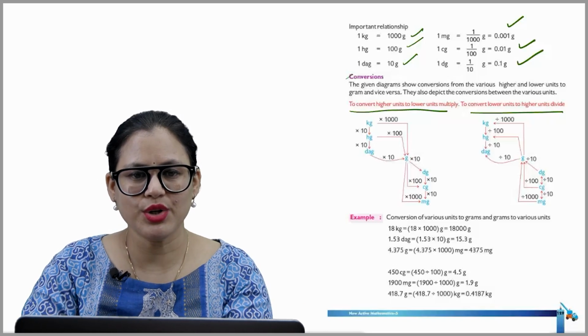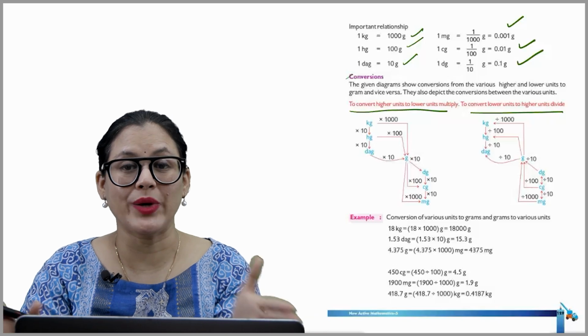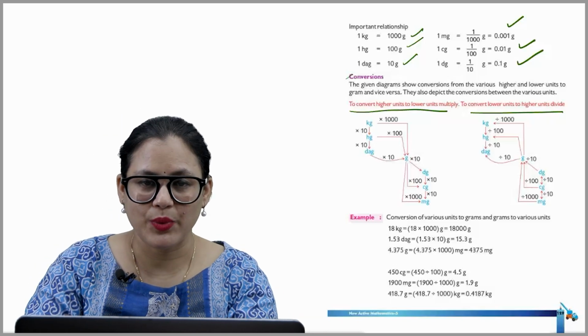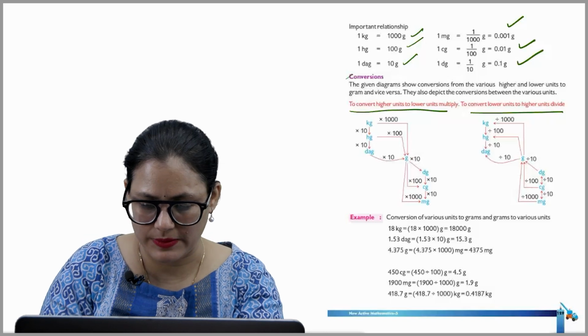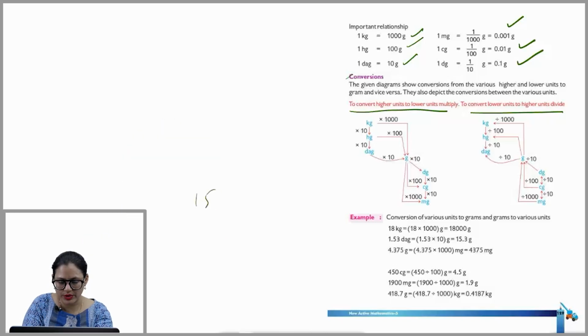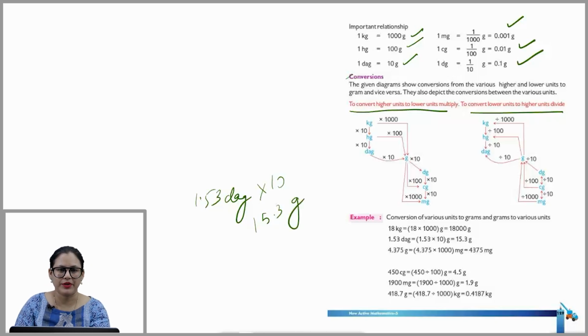Example: conversion of various units to gram and grams to various units. 8 kilogram, we have to convert it into grams. So, we will multiply this by 1000. Then 1.53 decagram, and we have to convert it into gram. So, what will we do? We will multiply, here is decagram, this is gram. We will multiply by 10 only. So, 15.3 gram, and we'll put the decimal here. Right.